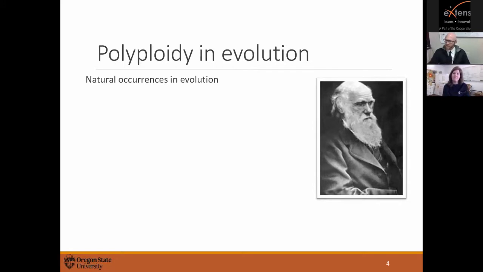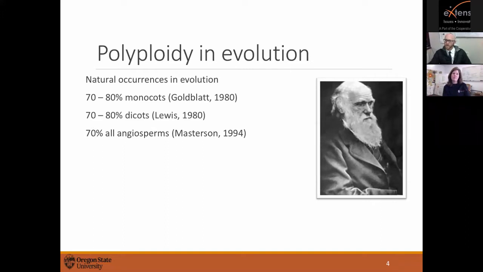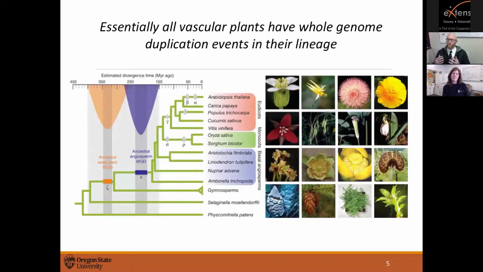It does happen commonly in evolution. Estimates have ranged over time from different scientists. Going back to 1980, 70 to 80% of monocots have had some polyploidy event during their evolution. A similar estimate from Lewis around the same time in dicots. And then a more recent estimate was that 70% of angiosperms, from Masterson. But the more we've studied this and the more we begin using next-gen sequencing and other more modern tools, we find that actually all vascular plants have had some whole genome duplication or polyploidy event during their evolution.